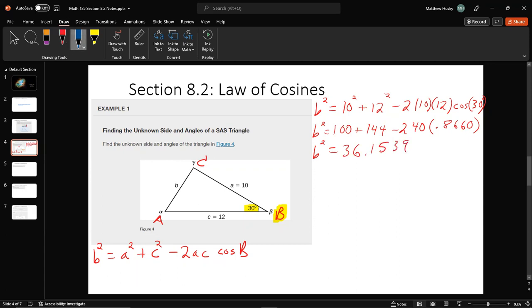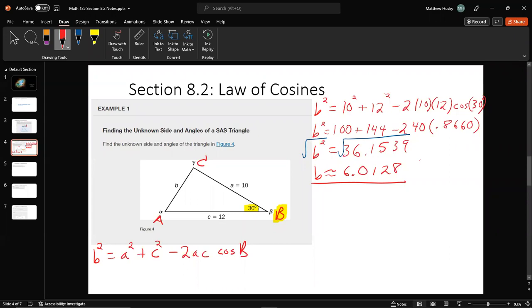And then since that's b squared, let us take the square root of that. We only need the positive square root because this is the length of a side here. So you take the square root of that, and when all is said and done, you will end up with b being approximately equal to 6.0128. So now we have a value for side B.